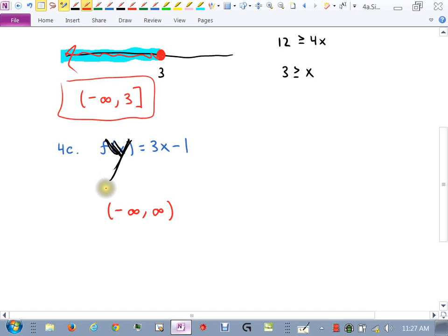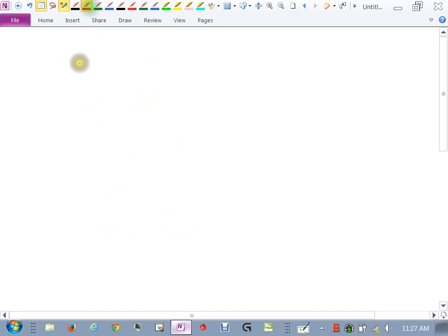All right, let's move on to number 5. For number 5, let's see, 5a. Well, I should write down for number 5, I give you a function. The function is f of x equals -x squared minus 3x minus 8. And for 5a, I ask you for f of -3.